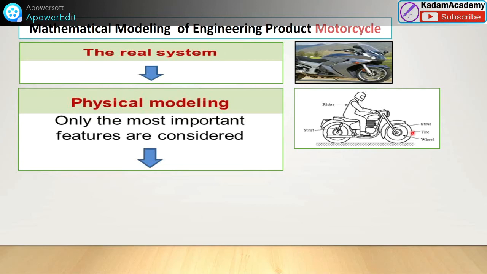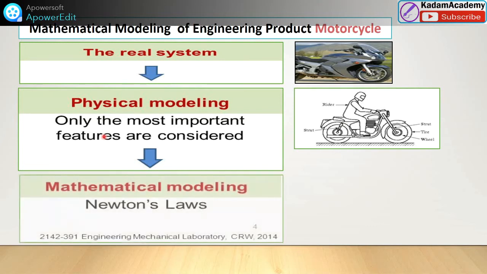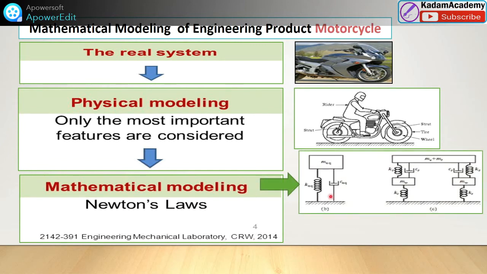In this diagram, the rider and the bike are assumed to be an integral part of the two-wheeler, and the rider's mass is directly added to the mass of the vehicle. So that is what was considered here for physical modeling. After that, the model was converted into a mathematical model like this, as shown in figure B and C.